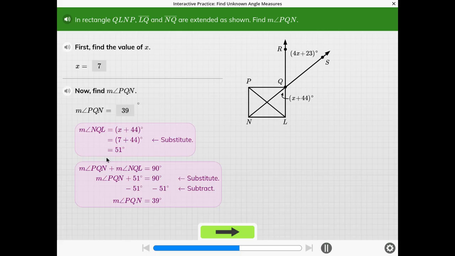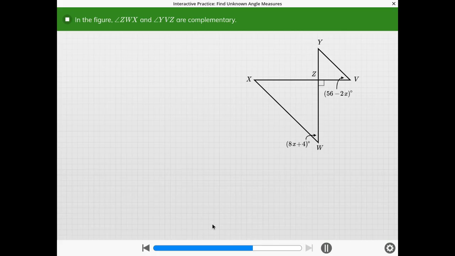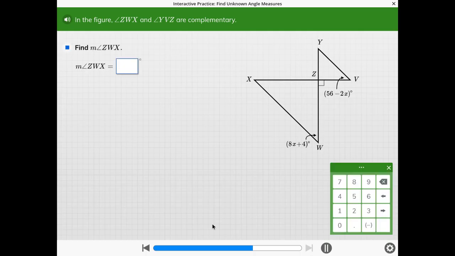If you're legit doing this, well, I mean, it is mathematically solvable. In the figure, angle ZWX and angle YVZ are complementary. So, find the measure of angle ZWX. I'm gonna try to solve it. You ready, guys? You ready? Let's see how much it doesn't make sense at all. Okay. So, let's turn on the music.